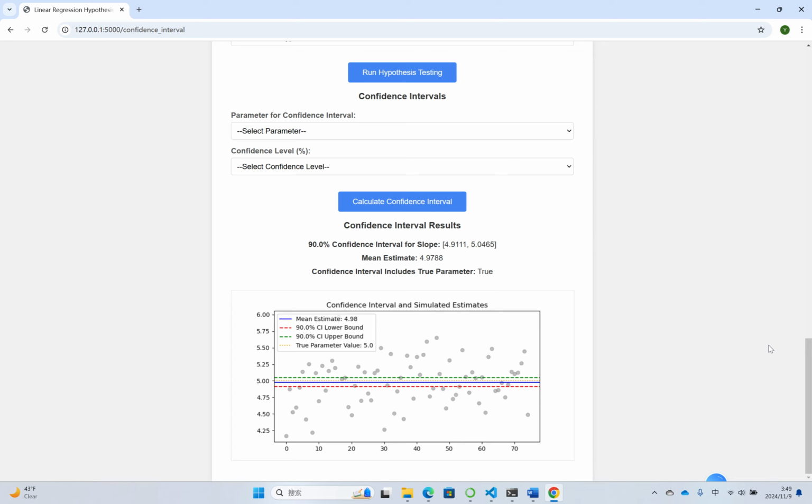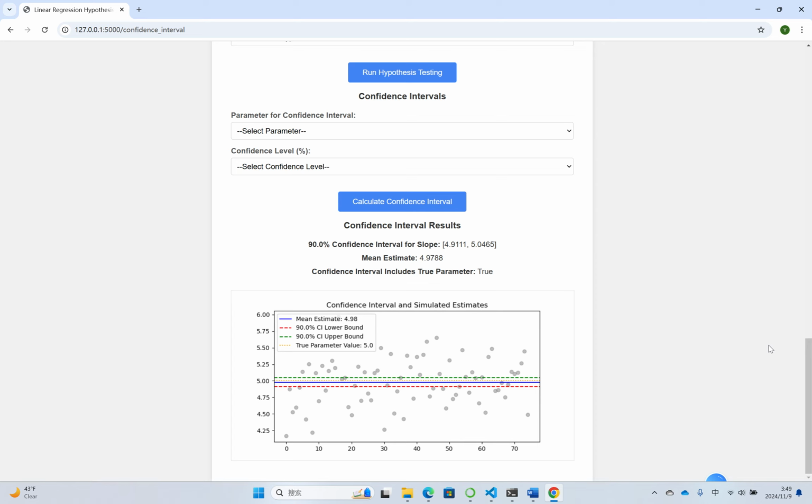To calculate the upper limit of the confidence interval at a given confidence level, we start with the mean estimate and then add the t-value multiplied by the standard deviation divided by the square root of the number of simulations. For the lower limit, we just need to subtract that same product. The confidence interval provides an estimated range where the true parameter is likely to fall.